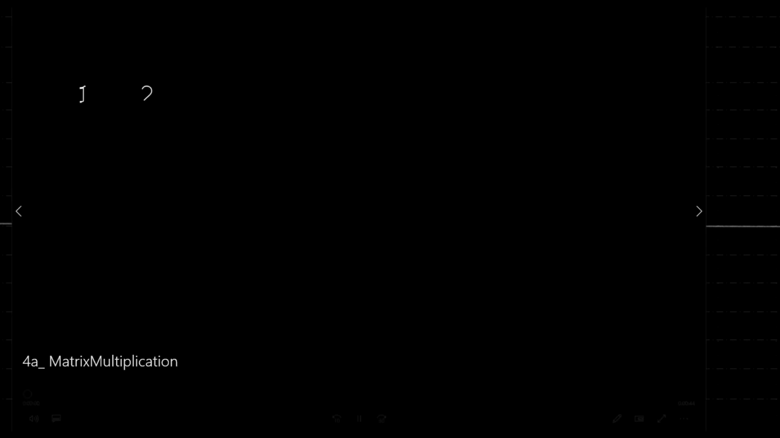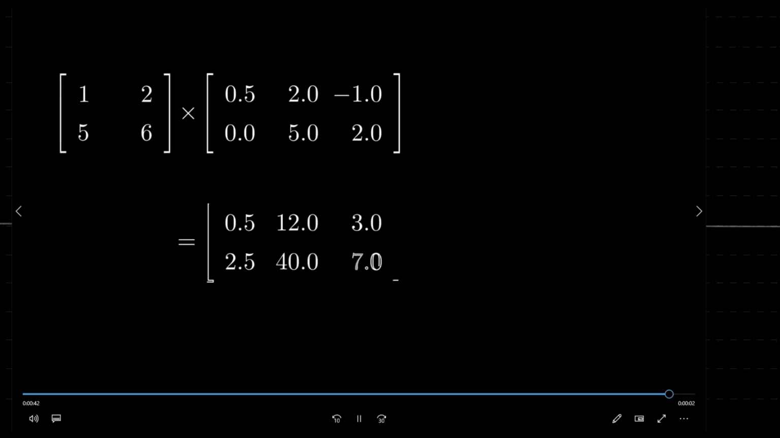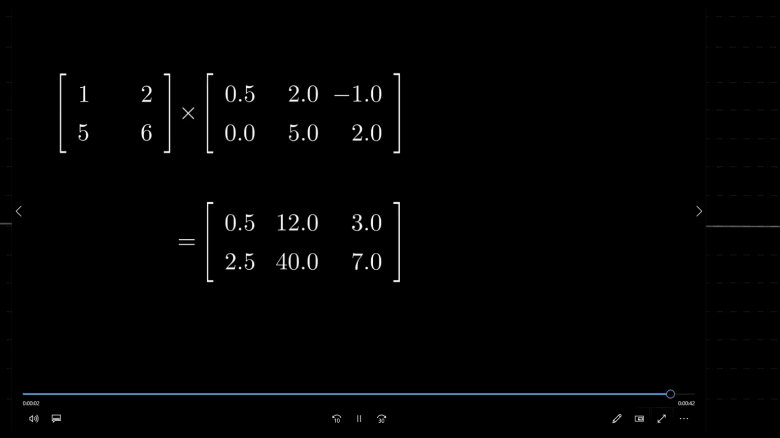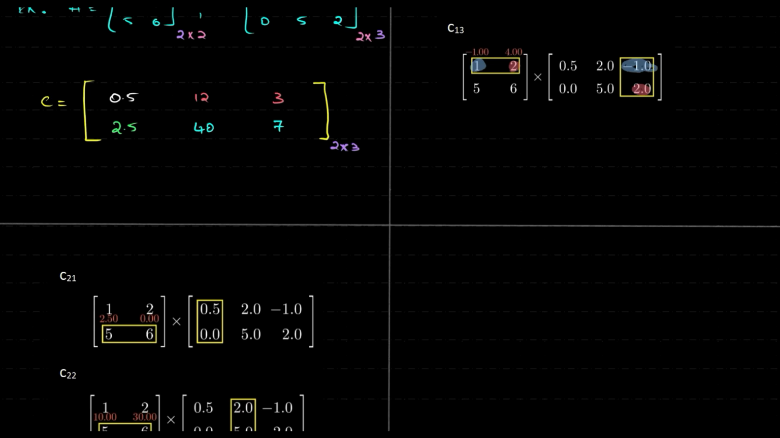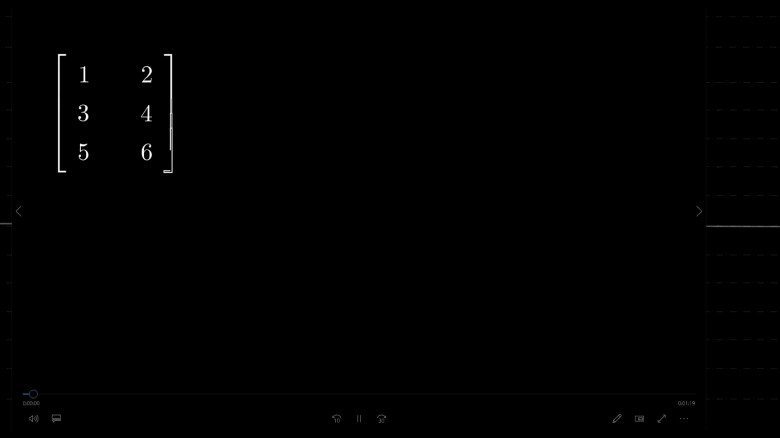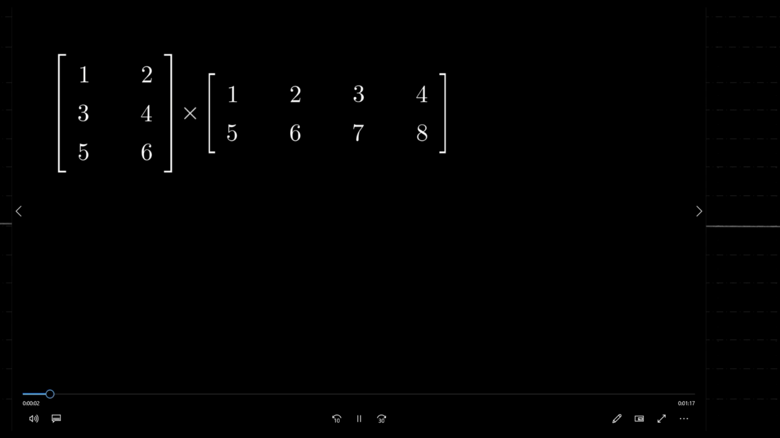Okay, guys. So let's see that. The resulting matrix is 0.5, 12, 3 in the first row, and 2.5, 40 and 7 in the second row. That's correct. So let's concretize the idea with this example. Just try it out.